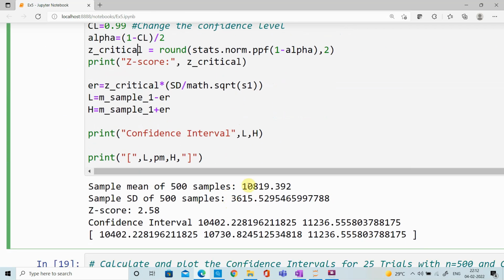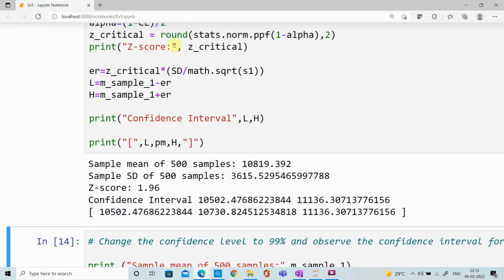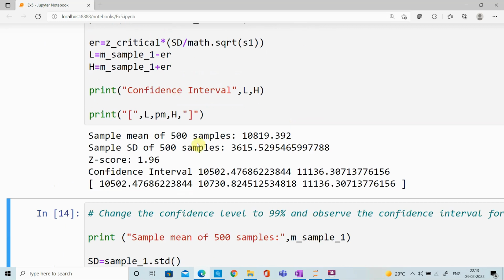By checking here, the sample mean is the same, but only the confidence level got changed. It is 99%. So our confidence interval is changed to 10,400 to 11,236. Again, we are ensuring our population mean will lie between the confidence interval. But what you observe from here is, when you do it with a 95% confidence level, our confidence interval will be 10,500 to 11,100.